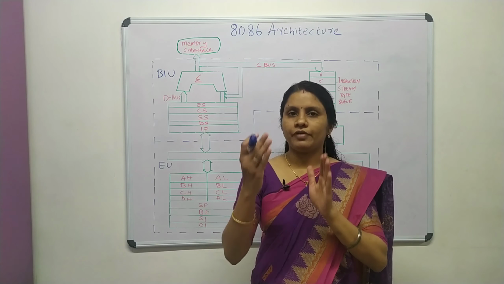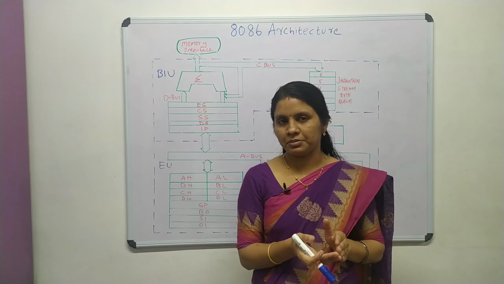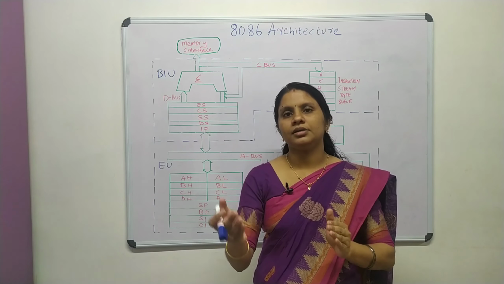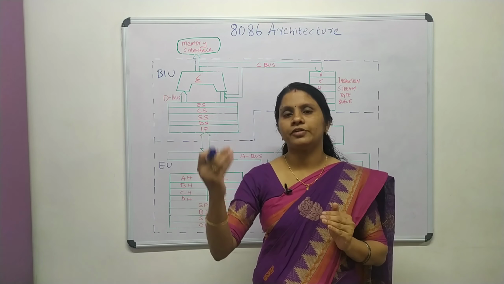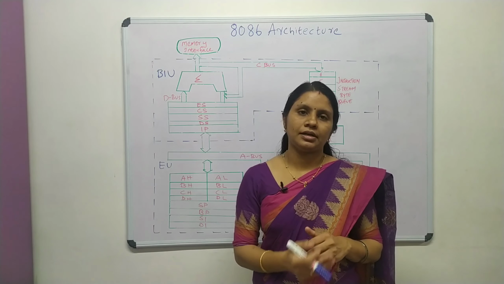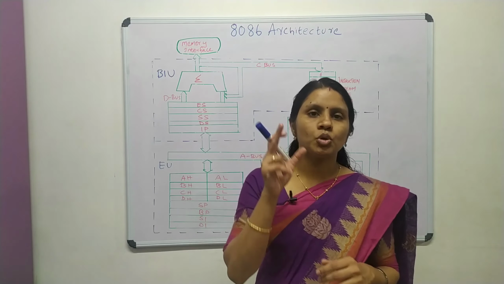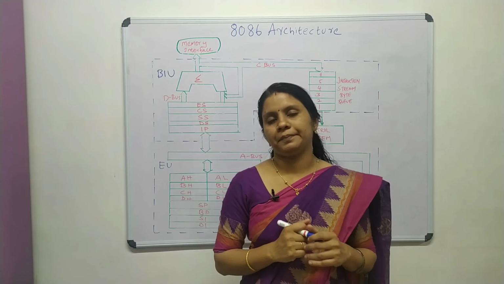It will fetch one instruction from the memory, and while executing that instruction, it will side by side fetch the next instruction. That is, it is working on two instructions at a time, thus saving our time. That is what pipelining is. So here the upper portion is the BIU, that is bus interface unit, and the lower portion is the execution unit, where the actions take place.